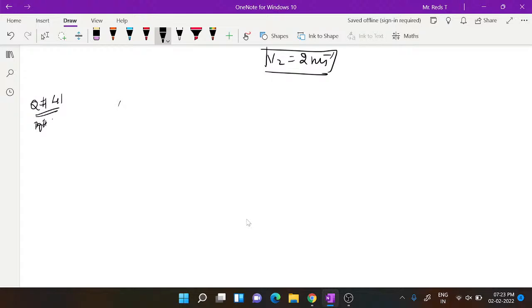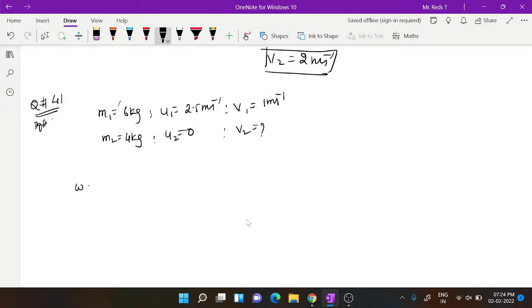Given that two masses are there, M1 is 6 kg and M2 is 4 kg. M1 has an initial velocity of 2.5 meters per second and is colliding with another body which is at rest. After collision, it is moving with a velocity of 1 meter per second in its original direction. Then what should be the final velocity of the second one is the question.